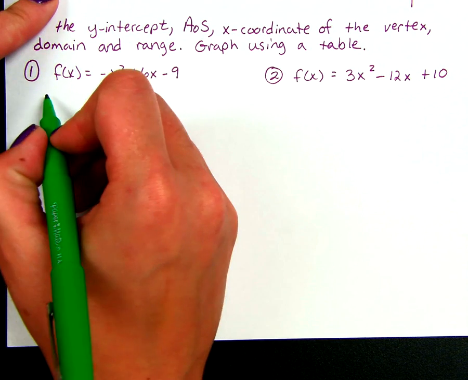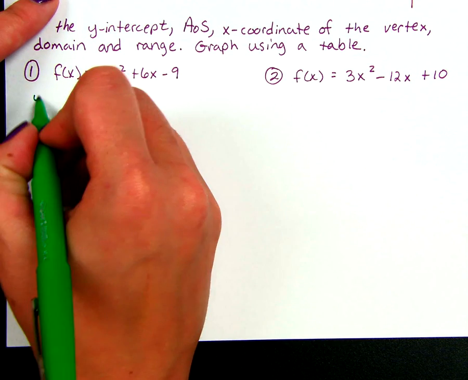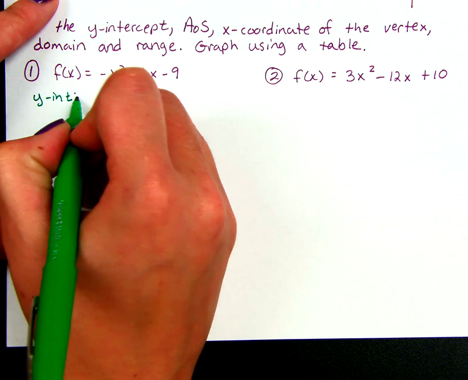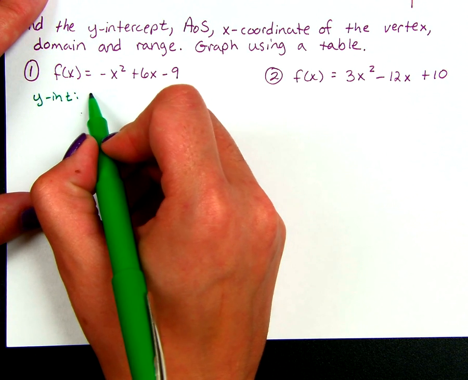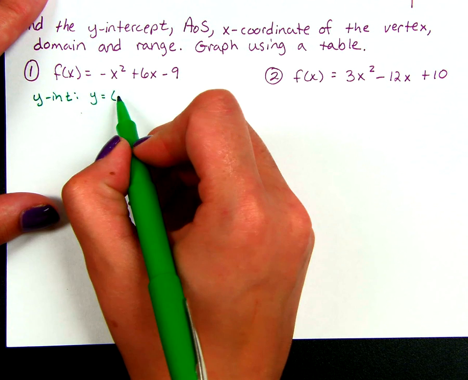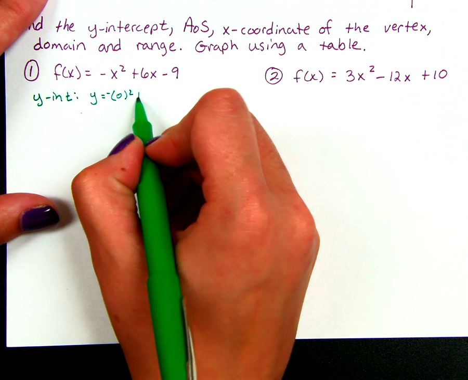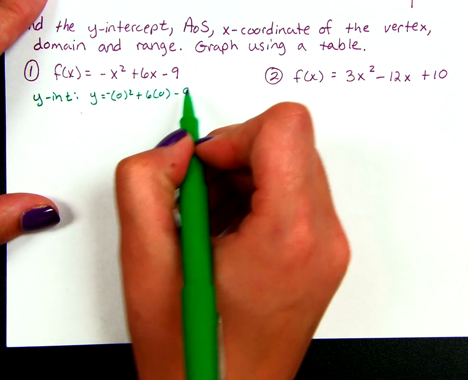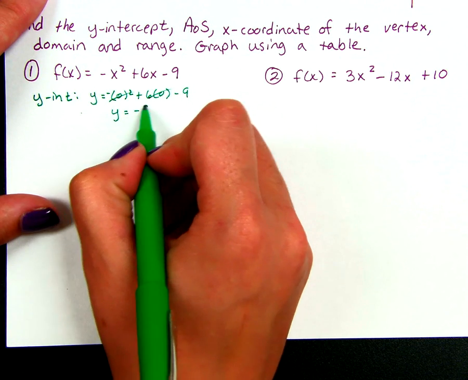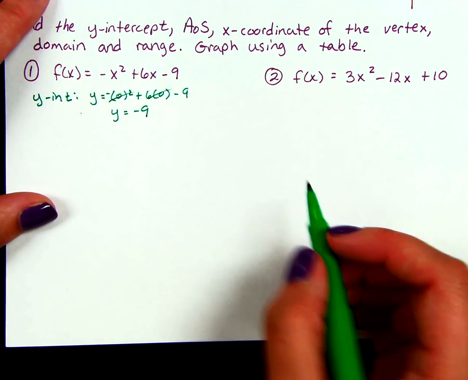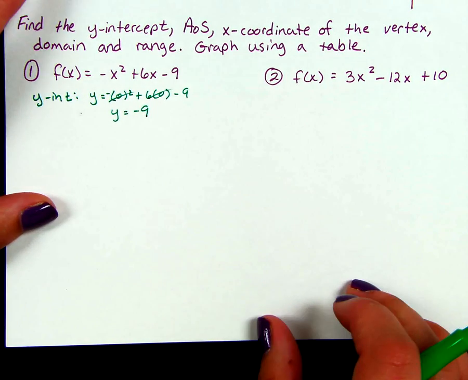Again, we're finding the y-intercept to start with, so I'm going to plug 0 in for all the x's. So we're really finding y equals negative 0 squared plus 6 times 0 minus 9. All of these cancel, and we're left with y equals negative 9. So this is our y-intercept.